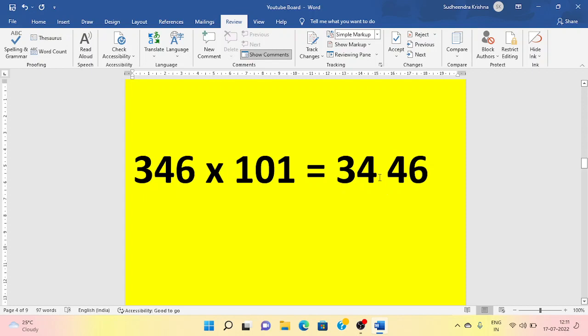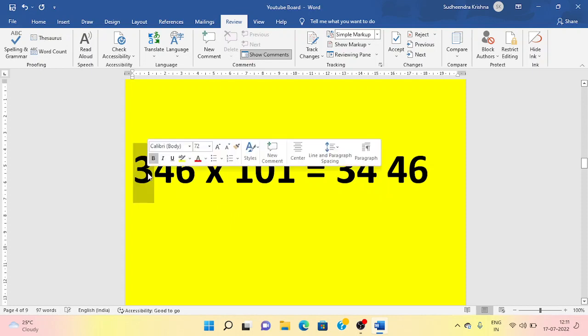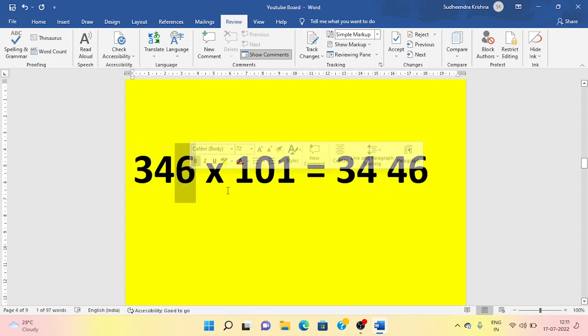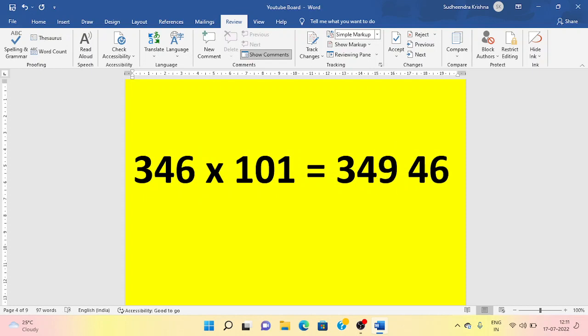So we got the left portion and the right portion of the answer. Now to get the middle portion of the answer, you add this 3 and this 6. 3 plus 6 is equal to 9. This is the required answer. So 346 into 101 is equal to 34,946. It's as simple as this.